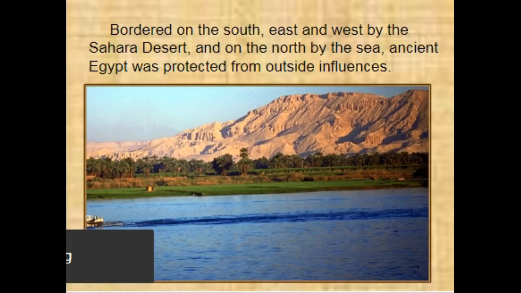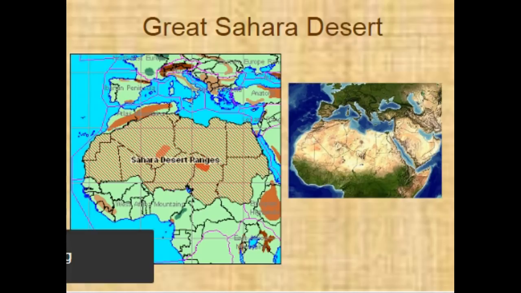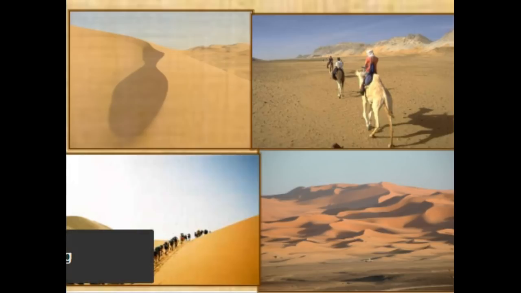Bordered on the south, east, and west by the Sahara Desert, and on the north by the sea, ancient Egypt was protected from outside influences. The Great Sahara Desert, as you can see here. There's literally no way that people can easily get to Egypt.